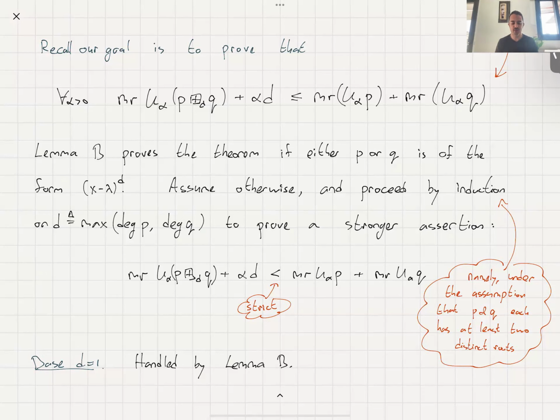So we can assume that P and Q don't have this property. So each of them has at least two distinct roots, because lemma B handles the case in which one of them has one repeated root only. And the proof is going to be by induction on D, which is the maximum degree between P and Q. And again, we're going to prove the stronger assertion, with strict inequality in this case, because lemma B handles the first case. The base case, degree 1, is already handled by lemma B, because with degree 1 you cannot have two distinct roots. So you can consider this as the base case, or you should actually do the D equals 2 base case. So let's say that we did the degree 2 as well, because we need it.